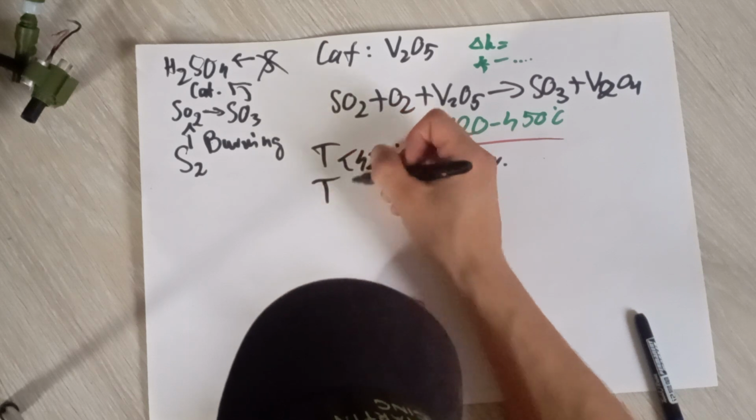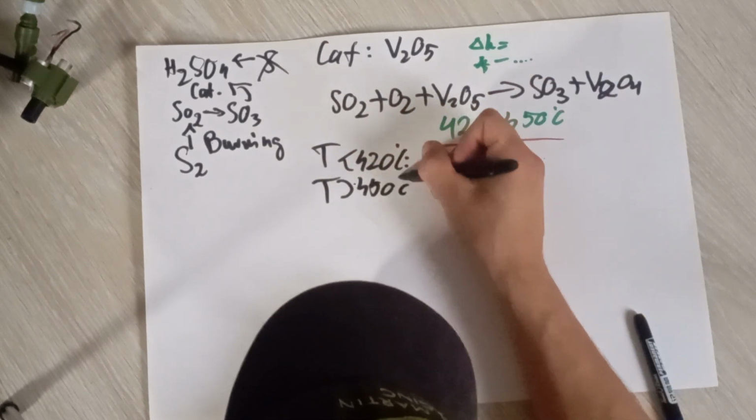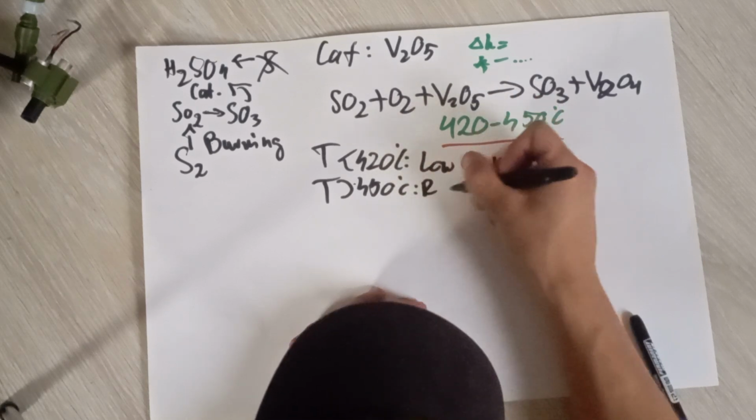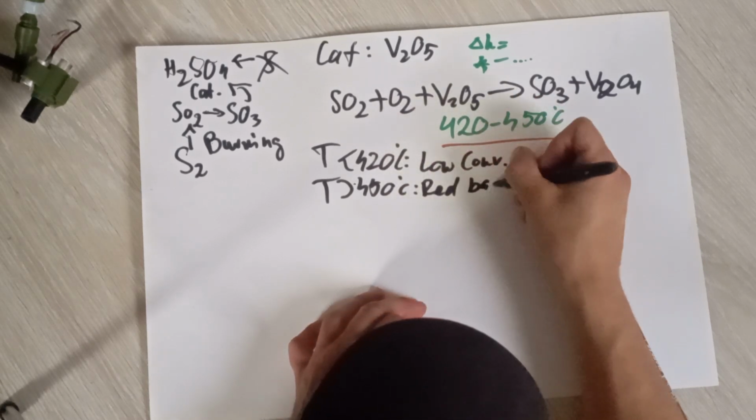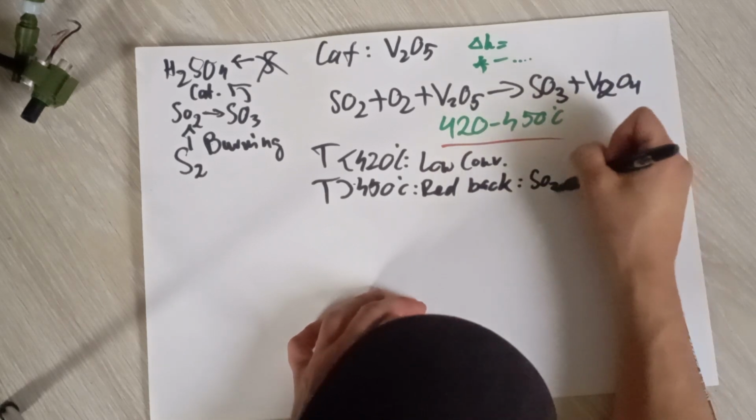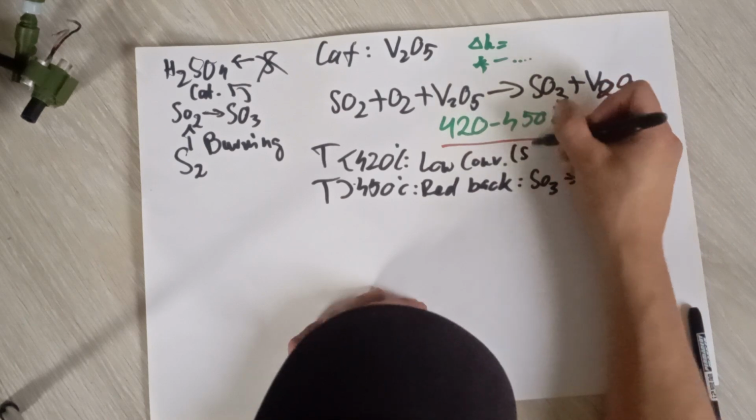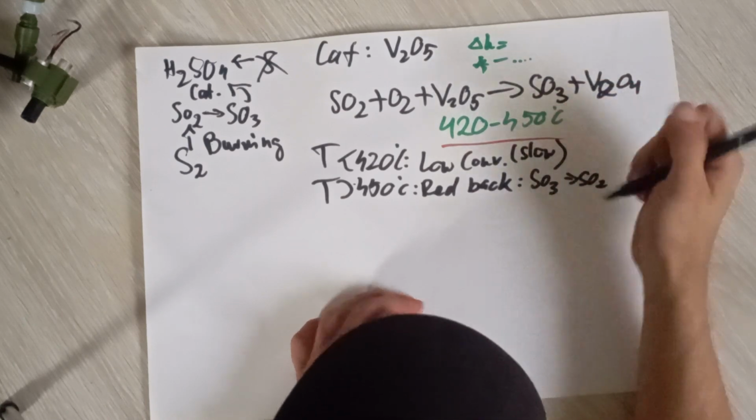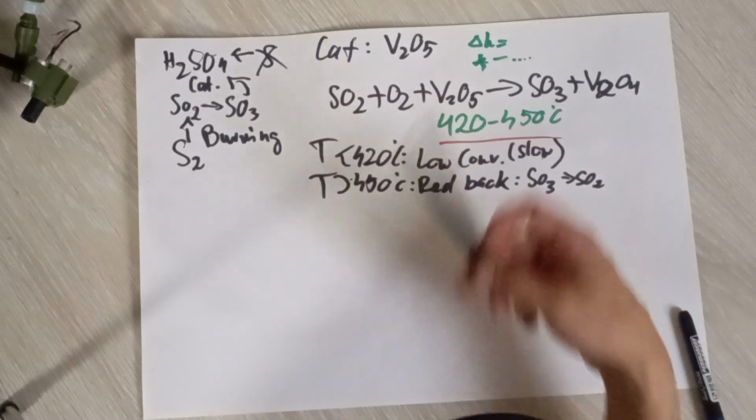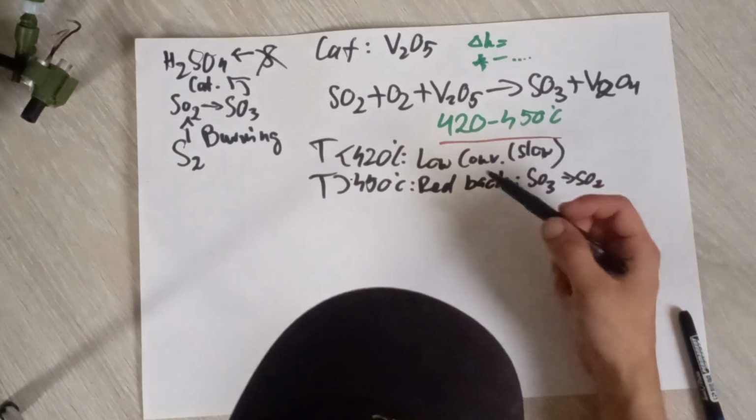If we are above, let's say, 450, then we have reduction back. That means we convert the SO3 back to SO2, and this is just low. So the problem is this. This is why we need this optimal temperature range, if you are just wondering.